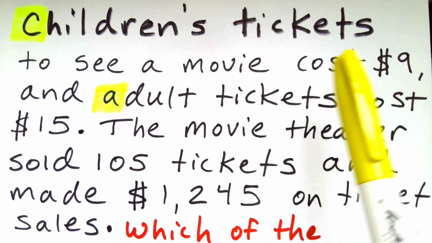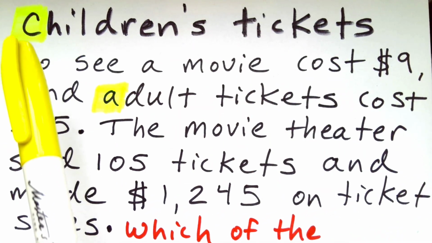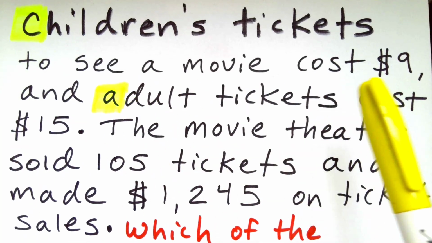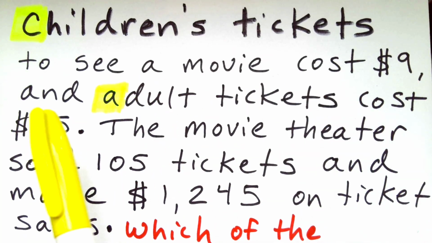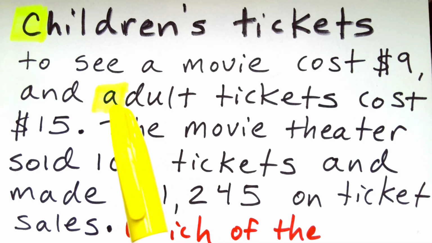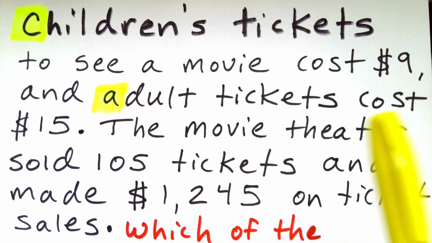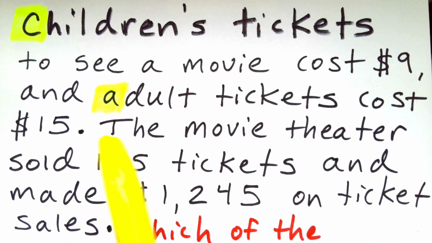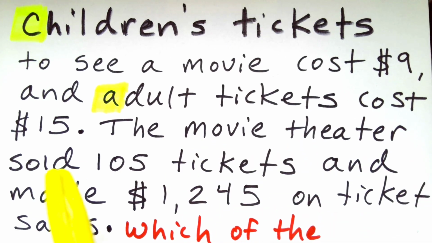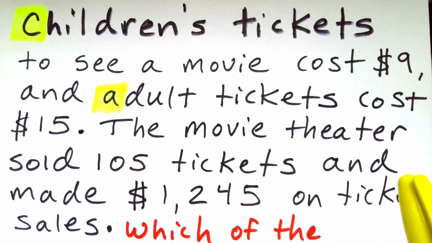Children's tickets, and notice I highlighted the C, to see a movie cost $9. An adult, I also highlighted the A, tickets cost $15. The movie theater sold 105 tickets and made $1,245 on ticket sales. Now, sometimes it helps to reread through here in order to understand the question.